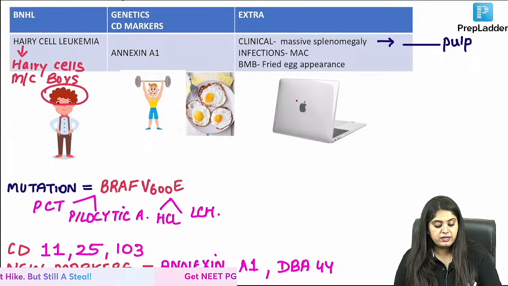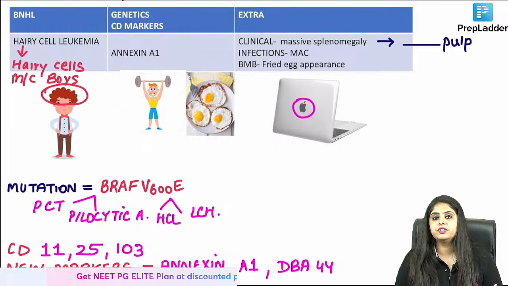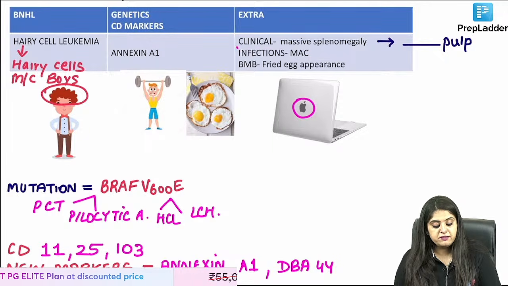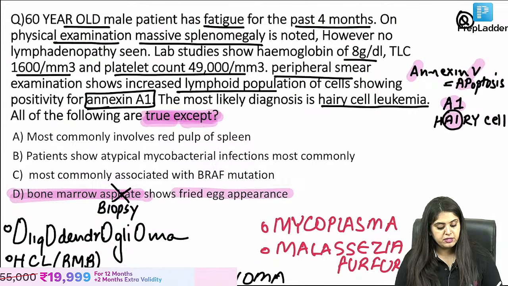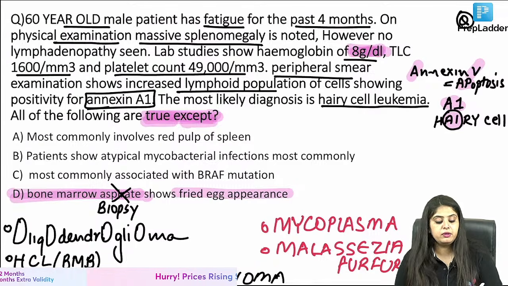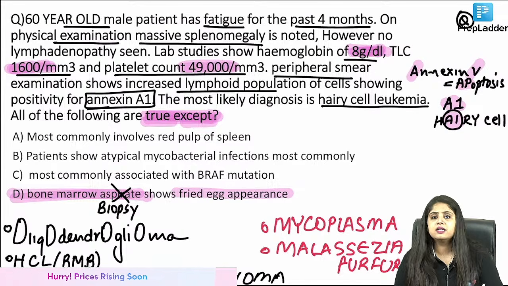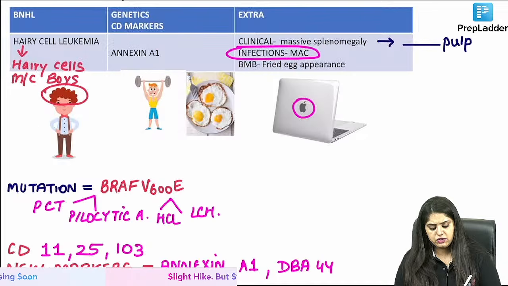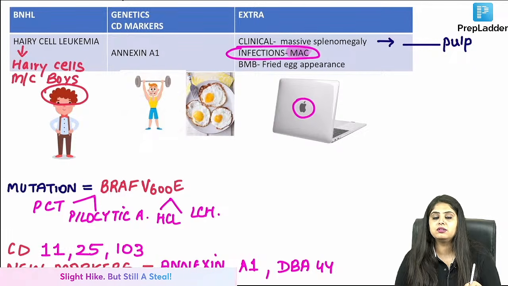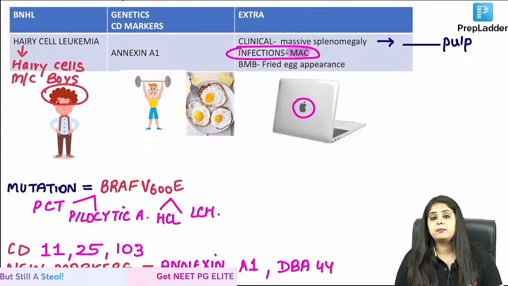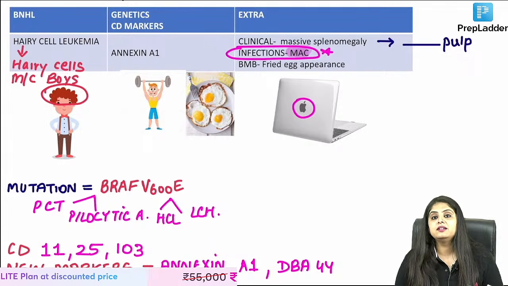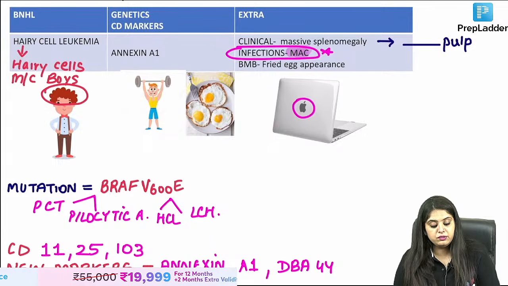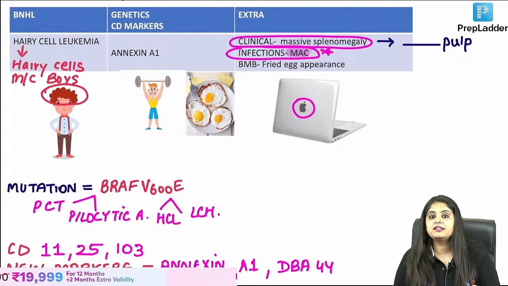Coming back, why did you tell us about this MacBook mentioned over here, ma'am? Because the most common infections that these patients have is MAC. If you go back and notice, this patient's counts were so low, hemoglobin low, TLC low, platelets low, of course he's going to have infections. Which infections are most common? What is MAC? Not the MacBook shown here. Mycobacterium avium complex, the cousin of TB. Mycobacterium avium complex is the infection. How do these patients present? I told you, massive splenomegaly.